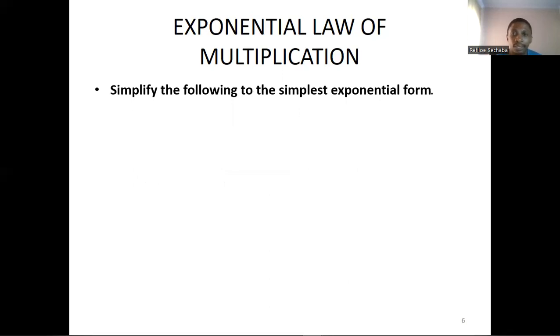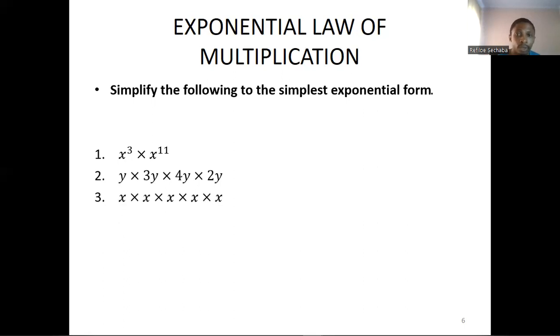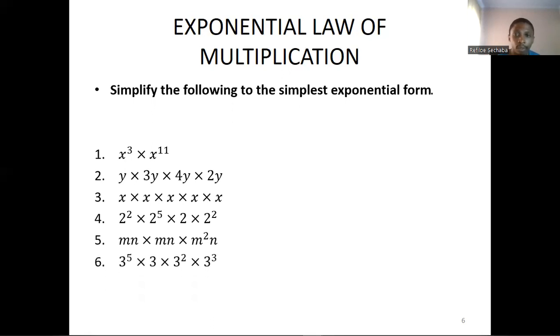Simplify the following to the simplest exponential form. Let's see if you understood what we did in the previous 2 slides. Here we are simply multiplying x to the exponent of 3 with x to the exponent of 11. And the next one, I'm just going to do the first one first, and then give you a couple of minutes to do the others, okay? So we have to simplify all of those.